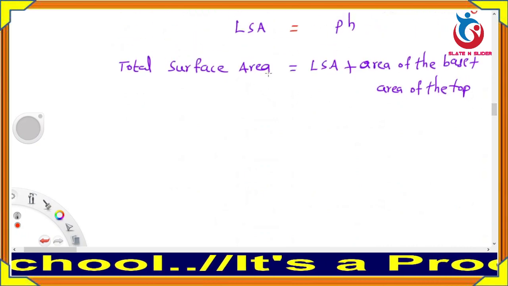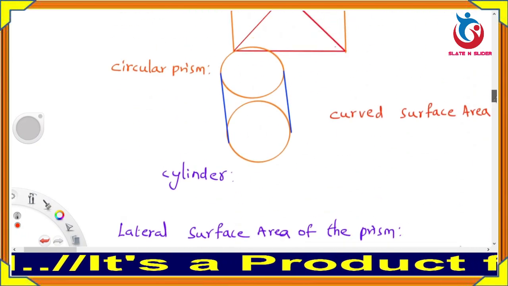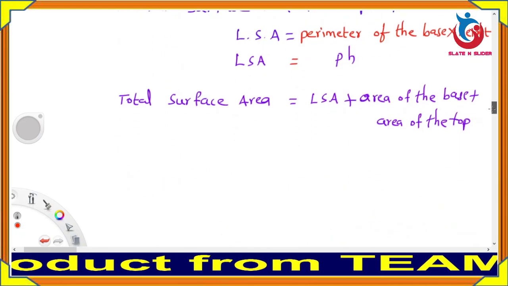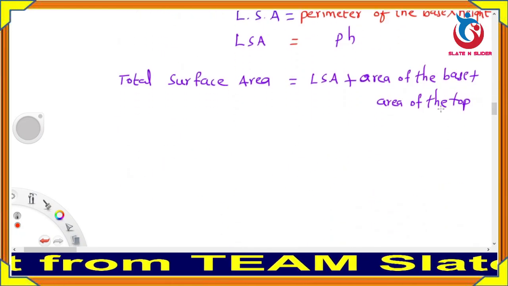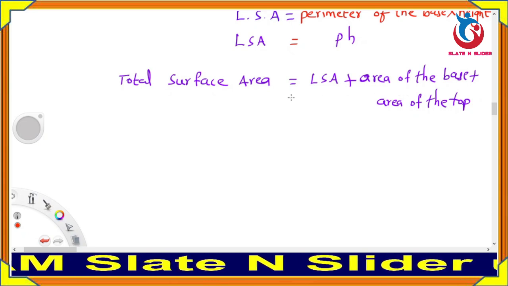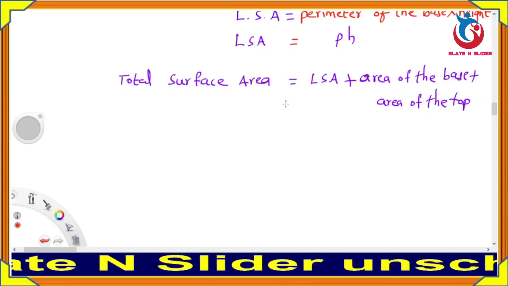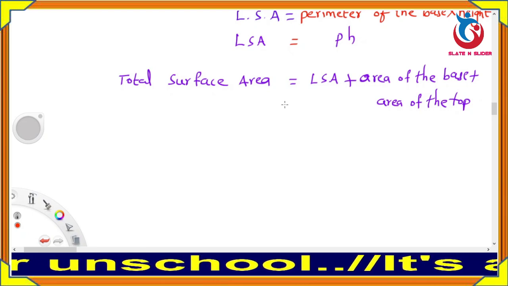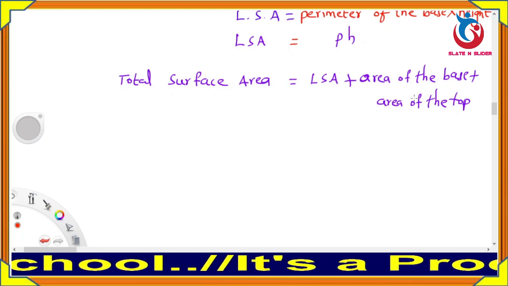Total surface area is equal to the lateral surfaces plus area of the base plus area of the top, that means total. Suppose you have bought a gift and you have to wrap it with paper, what will you do? You just pack all the sides. So there we are finding the total surface area.